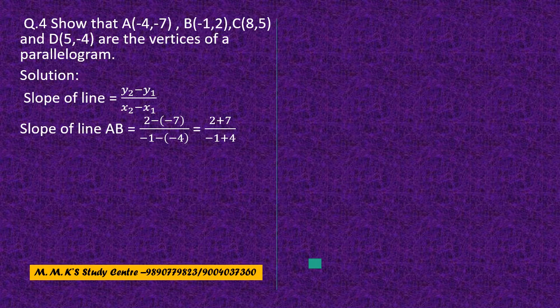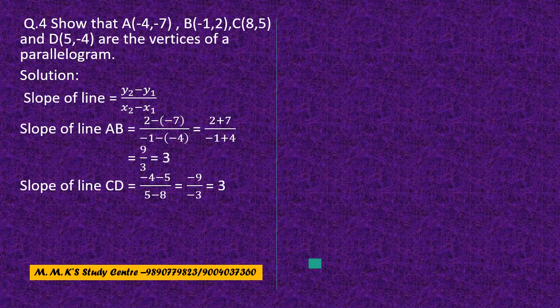So y2 is 2 and y1 is minus 7, so 2 minus minus 7. y1 is minus 1, x1 is minus 1 and x2 is minus 4, so we'll get minus 1 minus minus 4. Minus minus will become plus, so 2 plus 7, whereas minus 1 as it is, minus minus plus, so minus 1 plus 4. Next step, 2 plus 7 is 9, minus 1 plus 4: different sign, we will do the subtraction, so you will get 3. 9 by 3 gives 3. So slope of line AB is 3.